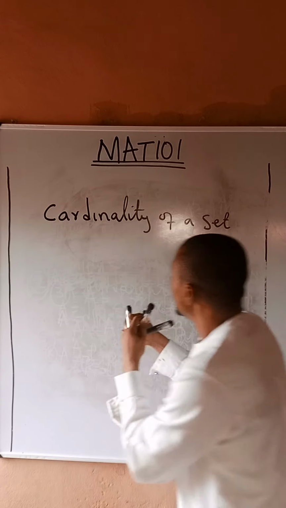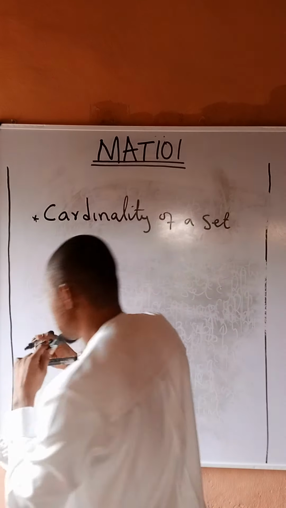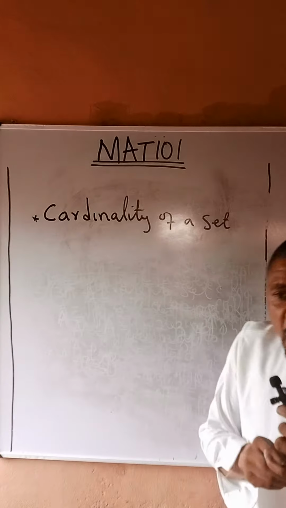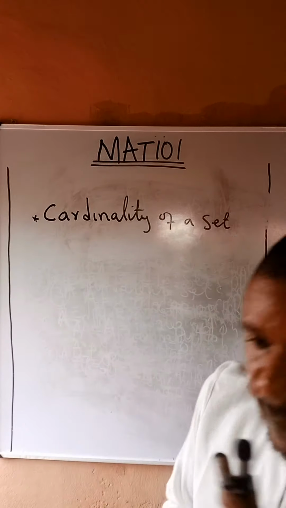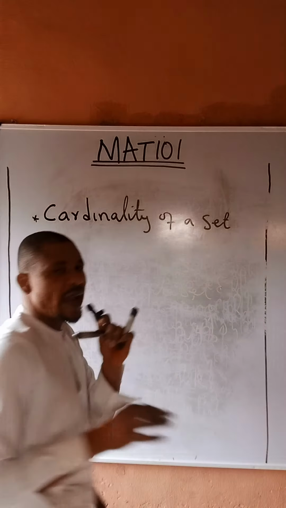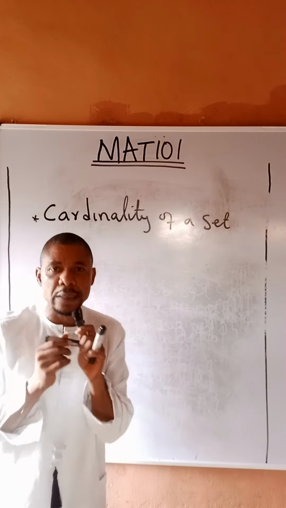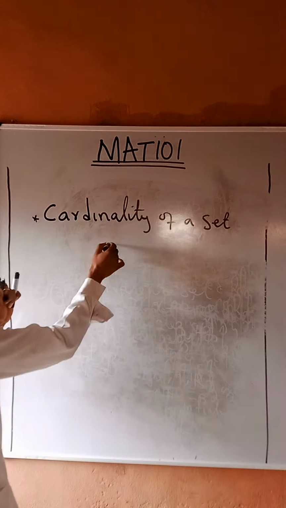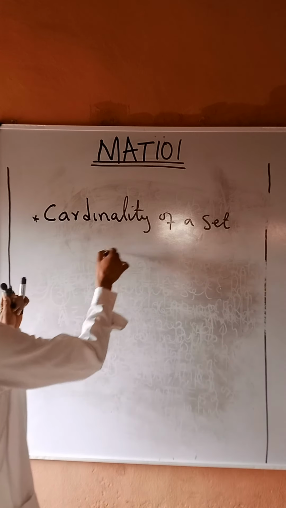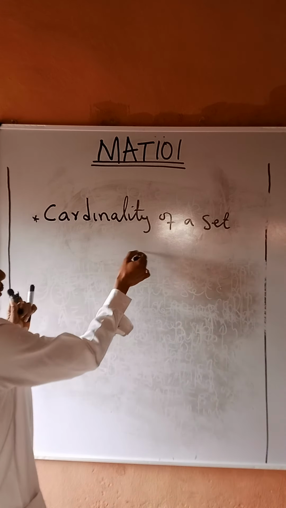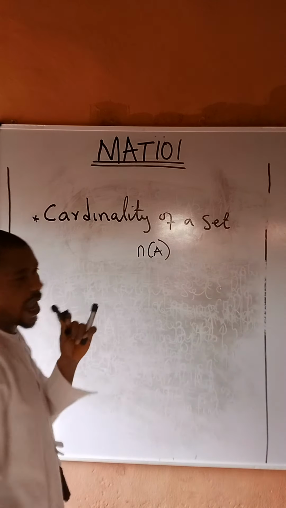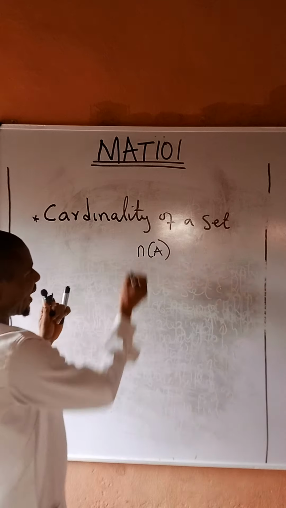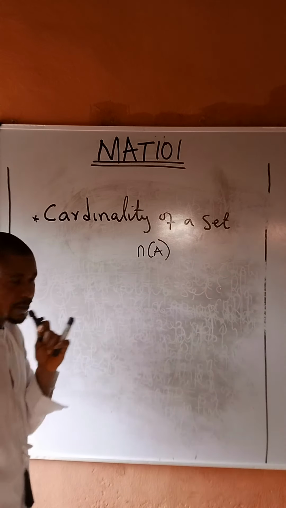Now, the next thing I would like us to discuss is the cardinality of a set. What is the cardinality of a set? The cardinality of a set is the number of elements the set contains. It is represented like, if we have a set A, the cardinality of set A is represented as n(A).